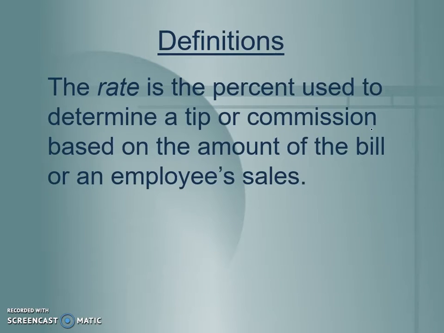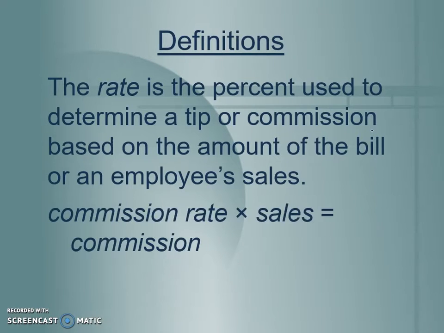The rate is the percent used to determine a tip or commission based on the amount of the bill or an employee's sales. So remember, that's just what we talked about earlier, where rate is usually our percent. So commission rate times the sales equals commission. This is how much the employee is taking home as their commission.